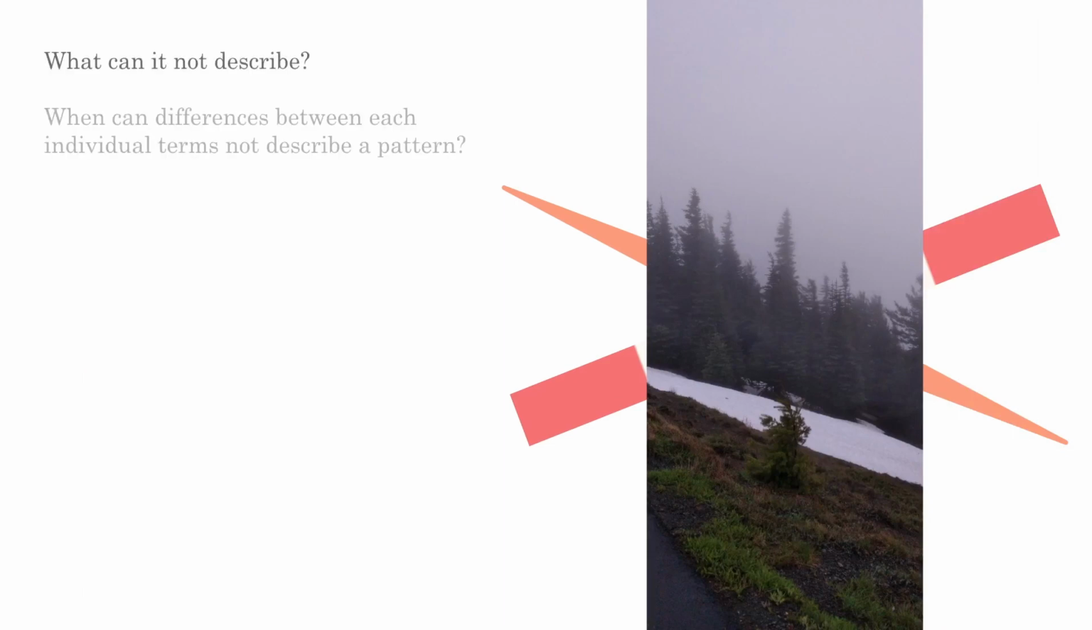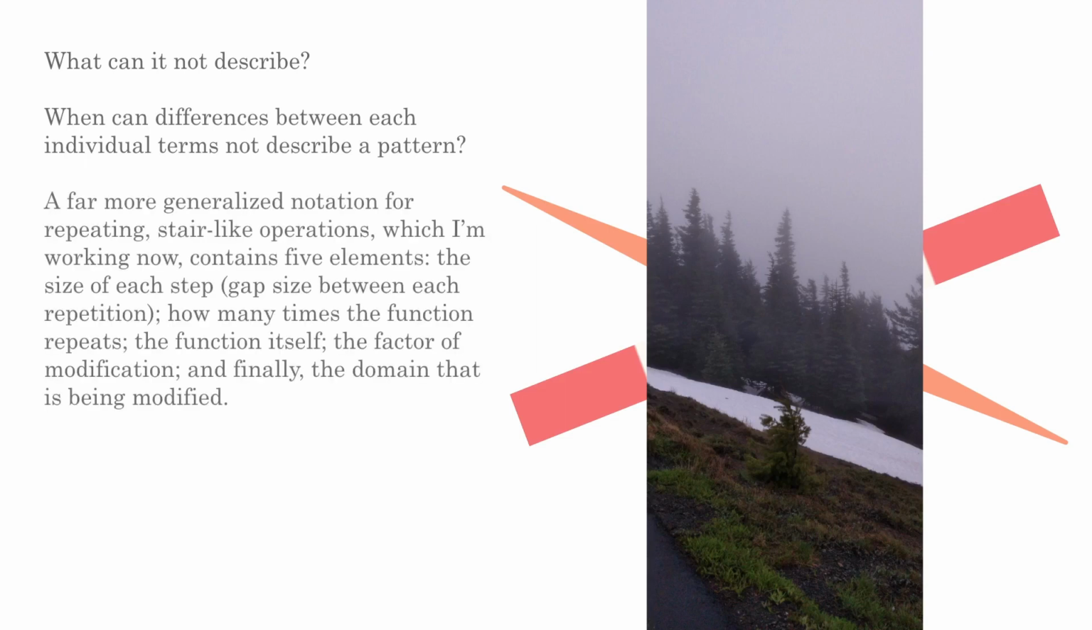When can differences between each individual term not describe a pattern? Is it really useful if we generalize everything together? A far more generalized notation for repeating stair-like operations, which I'm working on right now, contains 5 elements. The sides of each step, gap size between each repetition, how many times the function repeats, the function itself, the factor of modification, and finally the domain that is being modified.